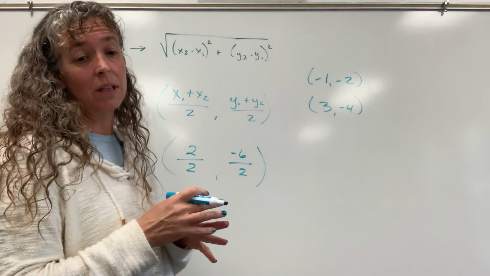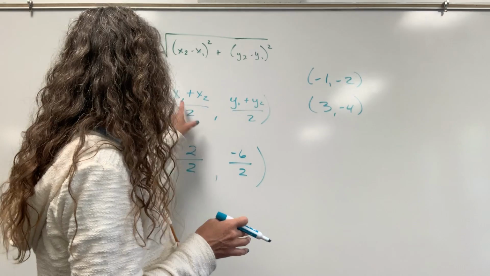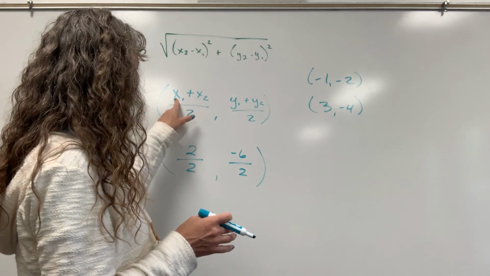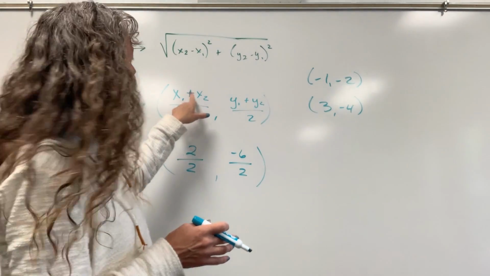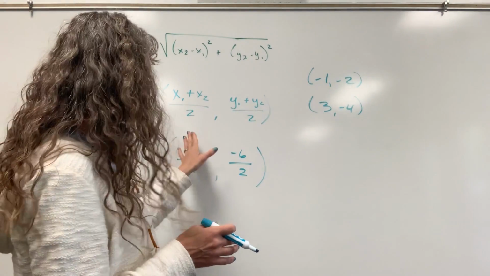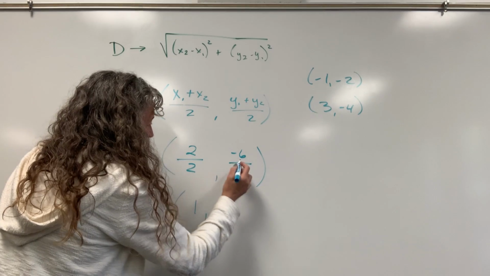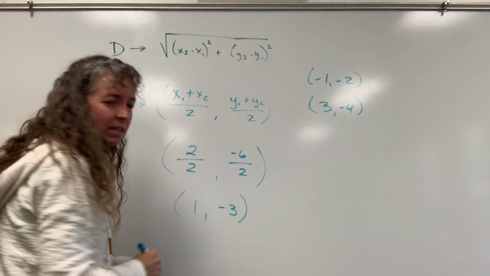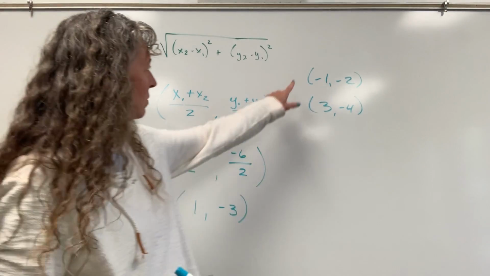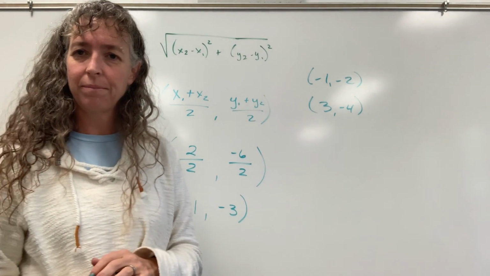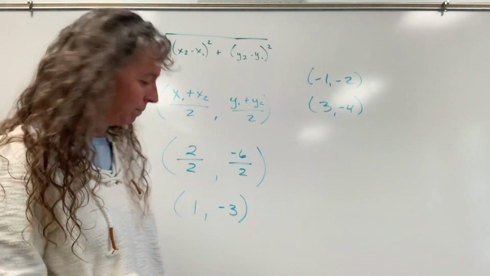If you're not following this little shortcut, it's okay. You just need to plug your numbers in: the x from the first ordered pair, the x from the second ordered pair, etc. Now we simplify. 2 over 2 is 1. -6 over 2 is -3. That's the middle. That's the midpoint between these 2 points on a graph. That's the midpoint formula.